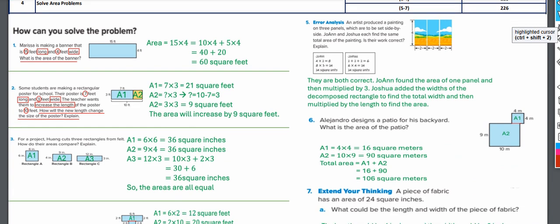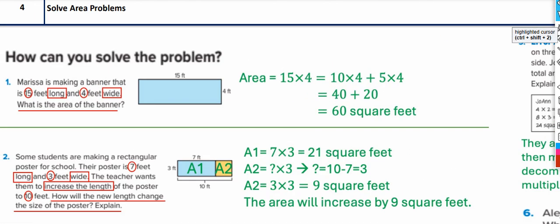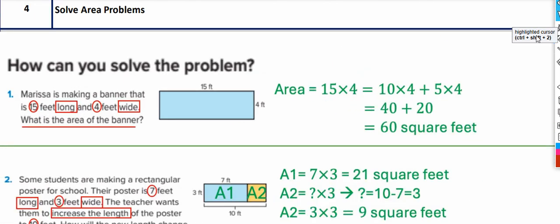Okay, let me just make it a little big. Okay, now question number 1. How can you solve the problem? So always look at the numbers. Marisa is making a banner that is 15 feet long. So what is the length? Length is 15 feet. So I will write, let me just write it down.